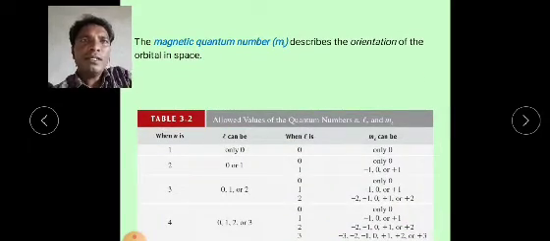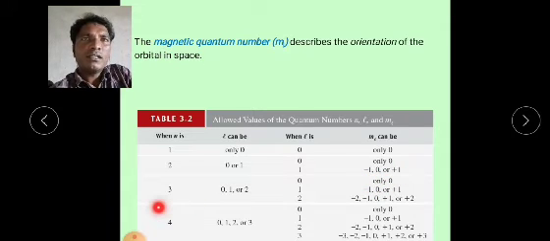See this table. The third one is the magnetic quantum number, which describes the orientation of an atomic orbital in space. In this table, when n is equal to 1, the principal quantum number is 1, then l, the angular quantum number, may be only 0, and then the magnetic quantum number is only 0. If the principal quantum number is 2, then the angular quantum number is 0 or 1, and for l equal to 0 and 1, the magnetic quantum number may be minus 1, 0 or plus 1.